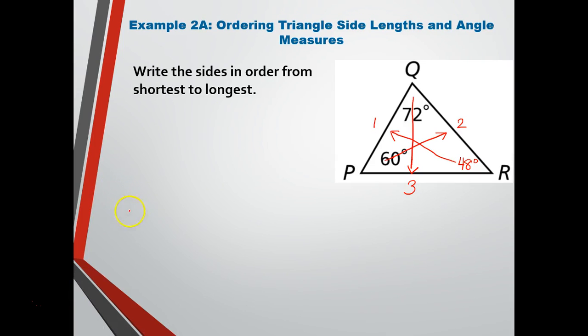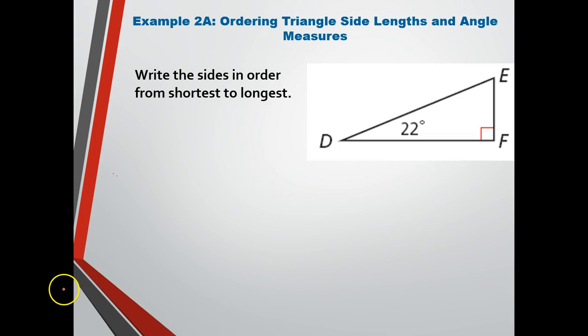All right, so name those in order from shortest to longest. First is PQ. Next is, let's see, QR. And then last is PR. And we're done.